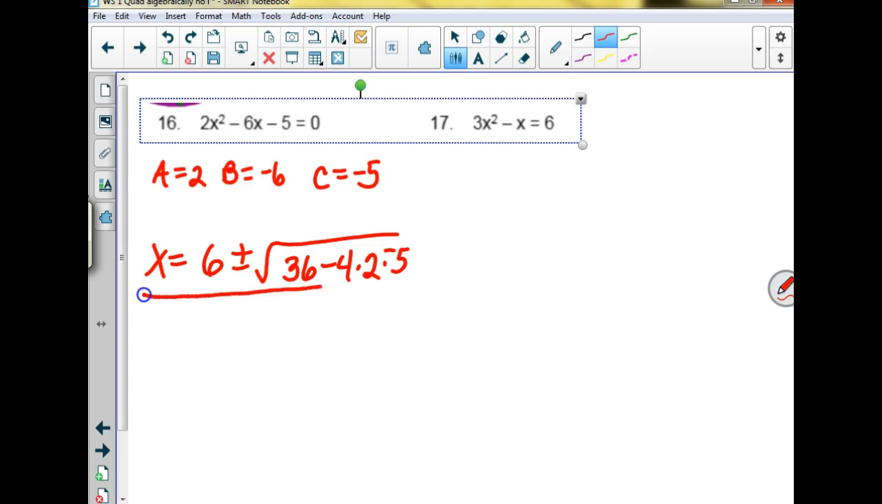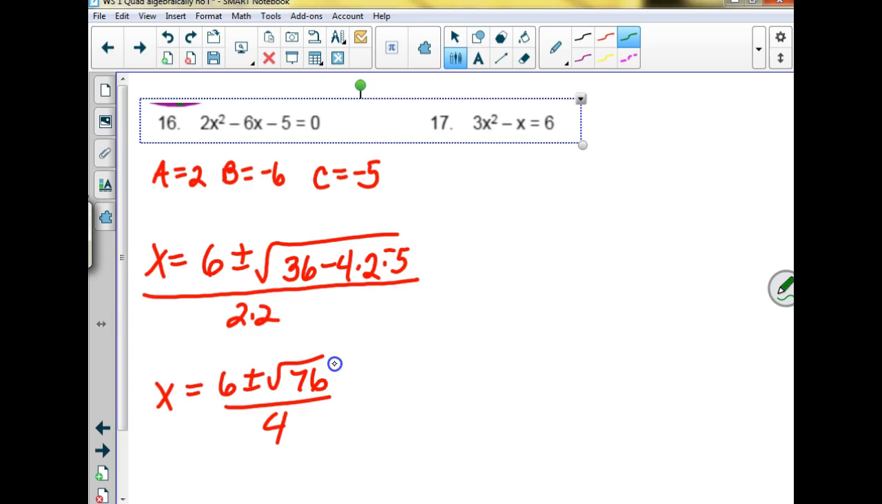What's somebody going to do now? This is going to turn out positive, right? 4 times 2 times negative 5. It's negative 40, but it's minus negative 40, so it's going to become plus. Just use your calculator. Should be 76, I think. Yes? Did someone type it? Type it 36 minus 4 times 2 times negative 5. Okay.